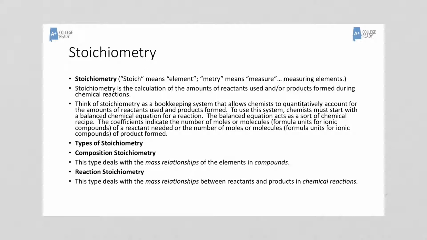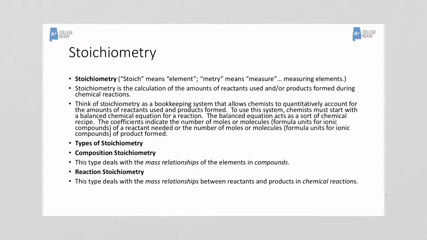Today we're going to talk a little bit about stoichiometry. Stoichiometry comes from roots that mean element and measure, or measuring elements. Stoichiometry is the method used to calculate the amounts of reactants and or products formed during a chemical equation or chemical reaction. You can think of stoichiometry almost like a bookkeeping system that allows chemists to quantitatively account for the amounts of reactants and products.